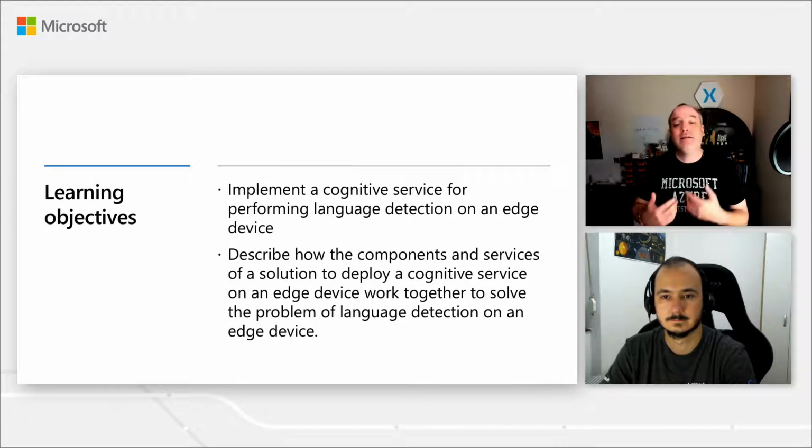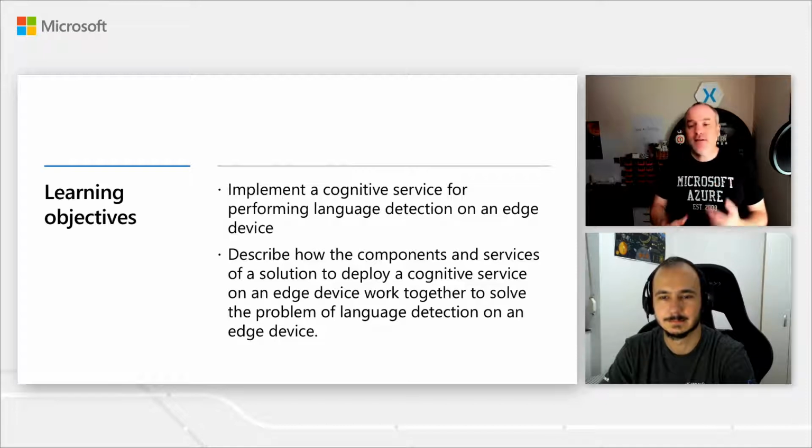And then by the end of this, you'll be able to describe how all the different components and services of a solution like this will work together to solve a problem. And the particular problem is language detection. So those are the two main learning objectives. That's what you're going to learn.